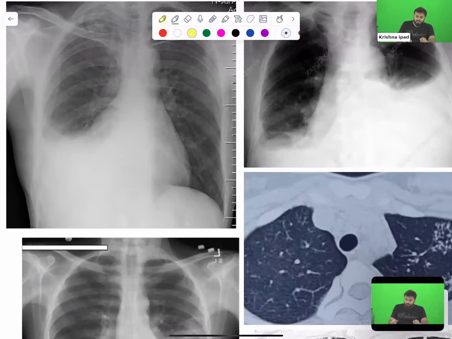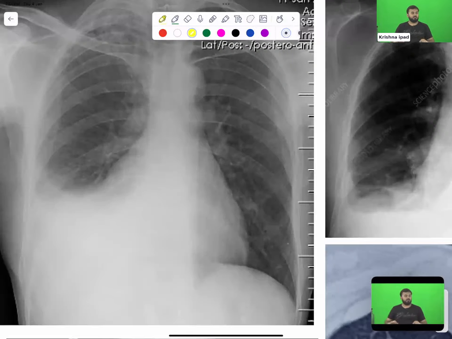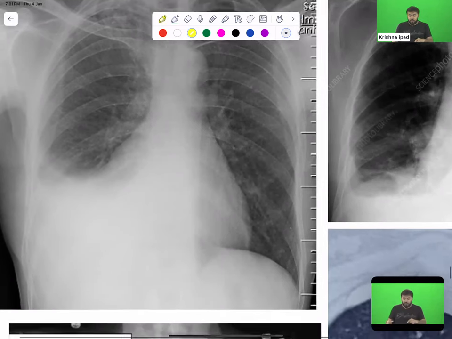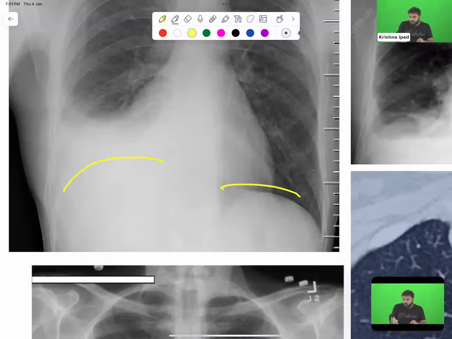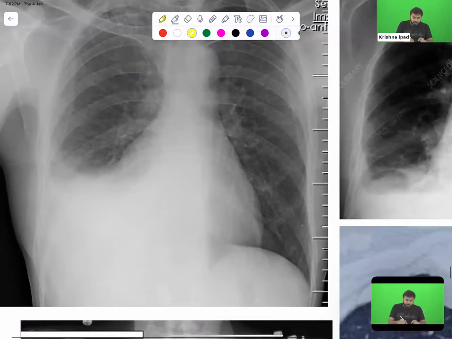Now look at this X-ray and tell me, what is this? Pleural effusion. Very good. What did I tell you in pleural effusion? You have to look at the dome like this. Look, the left side dome is here. Very clearly you can see the left hemidiaphragm. But can you see the right hemidiaphragm? No, you cannot see the right hemidiaphragm. That is point number one. And what is the second point? Can you see a curve upwards? Pleural effusion.